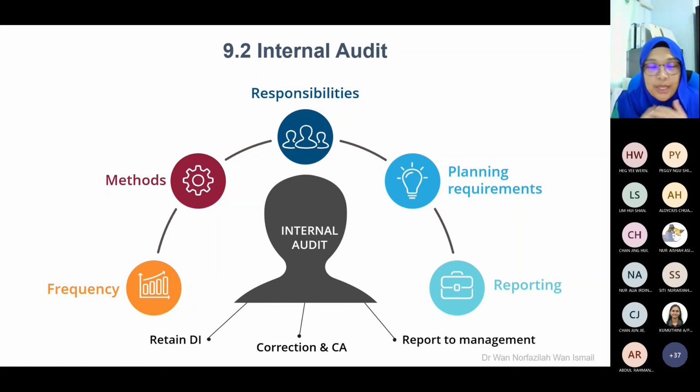But we cannot do it ourselves. We have to assign someone from outside our laboratory to do the audit for our lab. So audit ni dia akan tengok lah you fulfill tak requirement from clause 4 until 10. And then for internal audit, you need to identify the frequency of internal audit. If let's say external audit is once a year, internal audit you nak buat sekali juga ke ataupun 2 kali for your satisfaction.